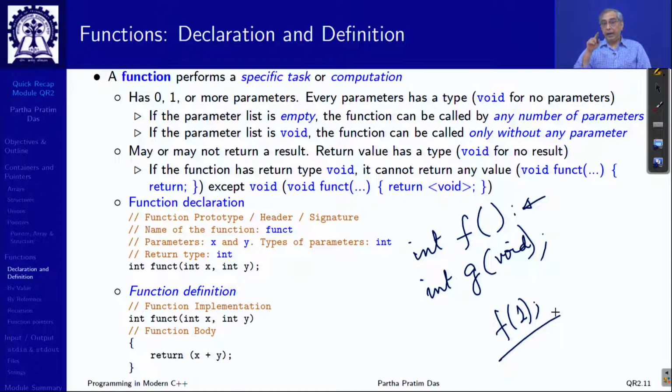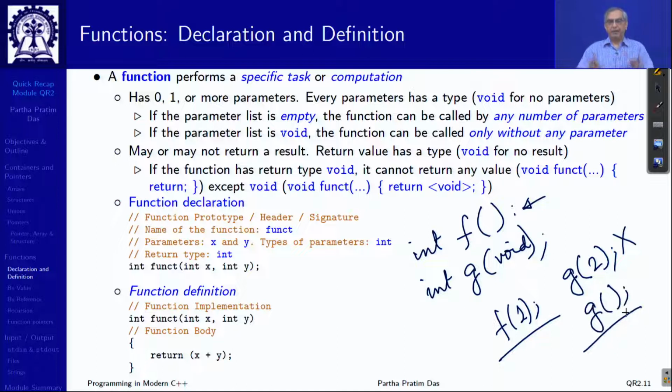But if the parameter is void, then this is an error. You will only be able to call it without any parameter. So, this is the subtle difference of writing a void in terms of the parameter.